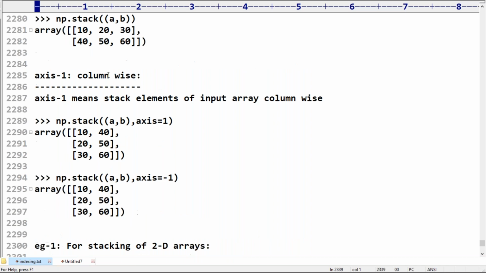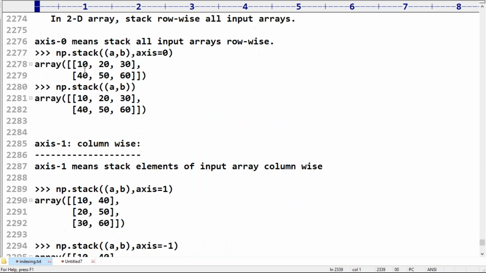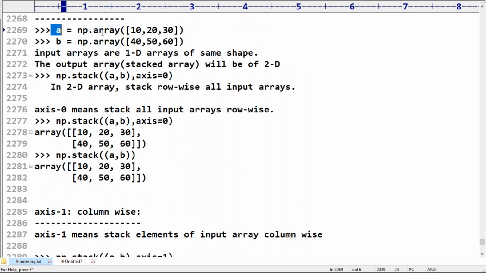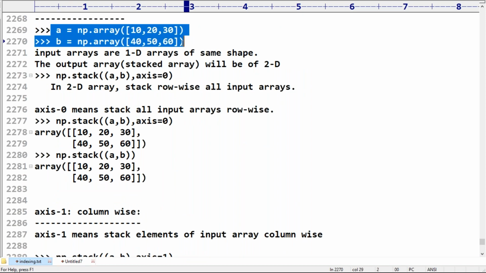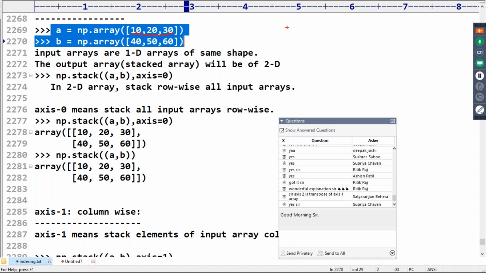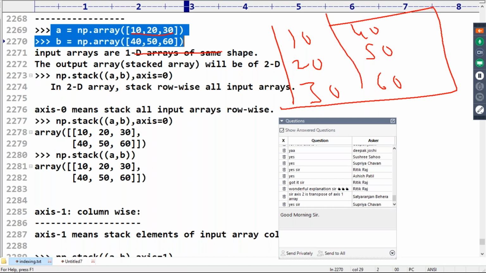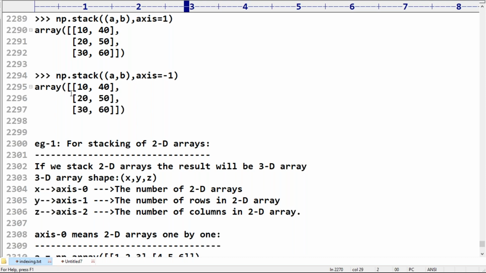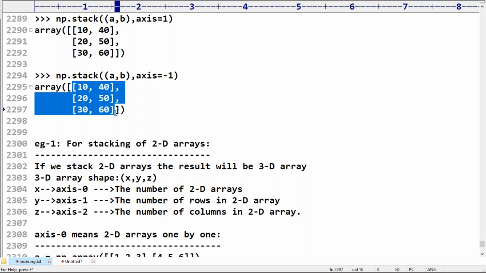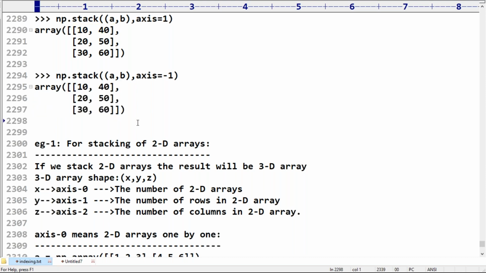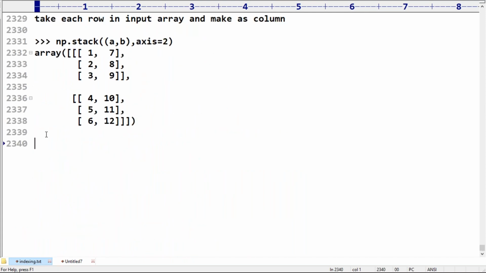For stacking, observe: 10, 20, 30 and 10, 20, 30, 40, 50, 60. Take the first row 10, 20, 30, and take the second one 40, 50, 60. Now the result we are going to get is 10, 40, 20, 50, 30, 60. Is it the same? Yeah. Now we are getting that concept.